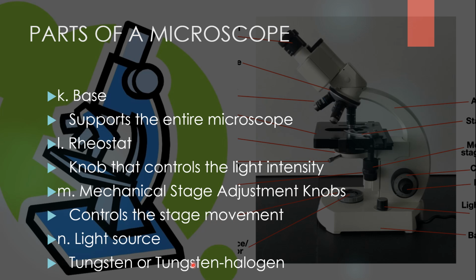And then you have your light source. Your light source, usually for a bright field, compound, or light microscope, is located below the specimen. Usually the light source is made of a tungsten or tungsten halogen lamp. And the light source is regulated by your rheostat or your light intensity knob.